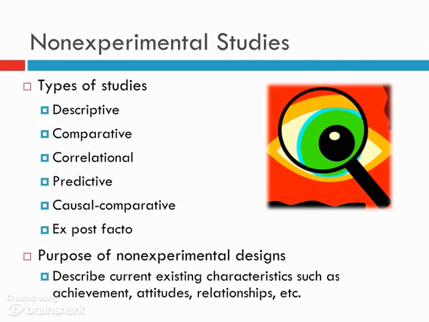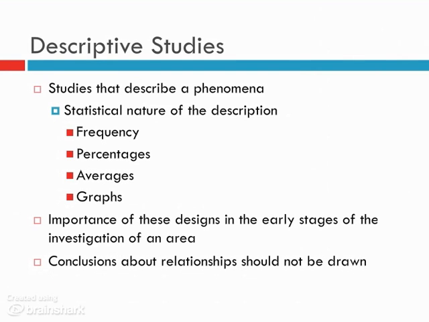The purpose of non-experimental designs is to describe current existing characteristics such as achievement, attitudes, and relationships. So we're trying to answer some sort of research question that goes into pre-existing data. Descriptive studies look at pre-existing phenomenon and pre-existing data. There's a statistical nature for these descriptive studies. Typically it looks at things like frequencies, percentages, averages, and takes the data and compiles it together to give you a complete picture of what is already happening.